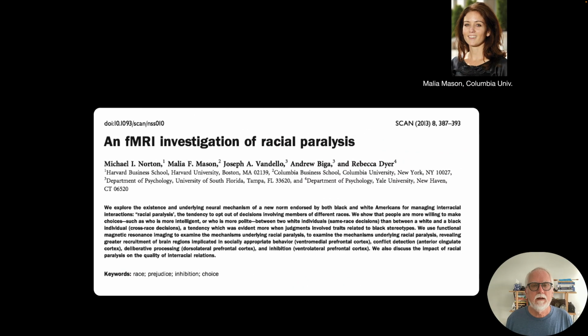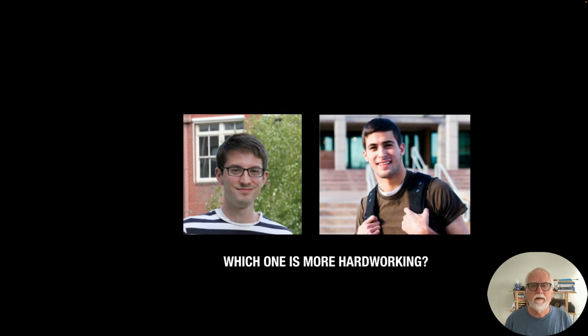And so this is a phenomenon, a paradigm developed by Malia Mason, who's at Columbia University, and it was her research group that first started doing this work on what's called racial paralysis. It's a really interesting phenomenon. Basically, you look at two pictures like this and you're supposed to make a decision.